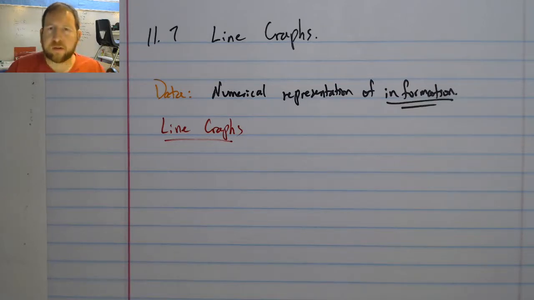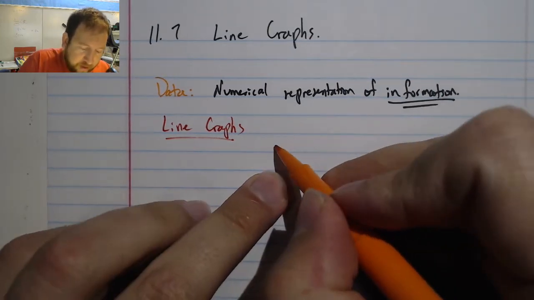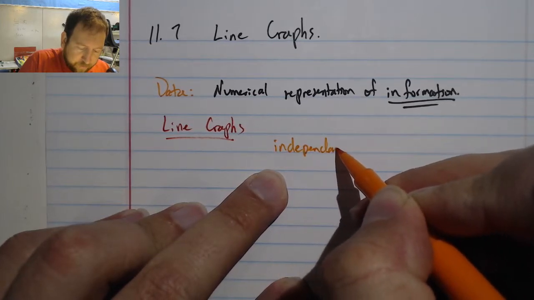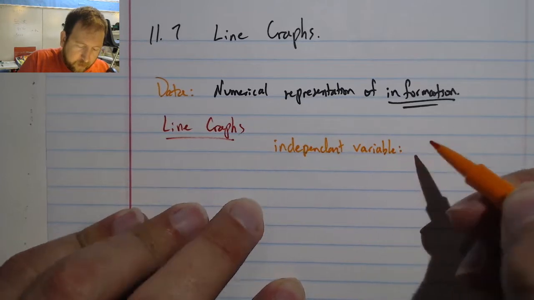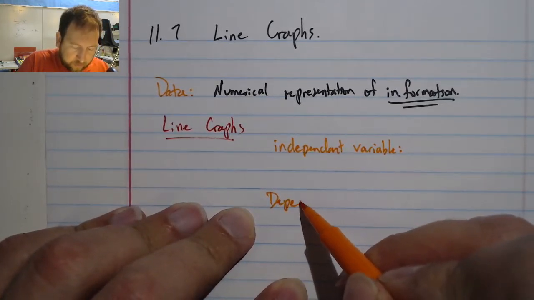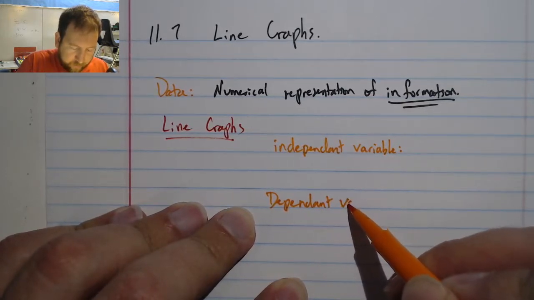Now, line graphs are used to sort two different particular variables against each other. Usually we sort an independent variable versus a dependent variable.